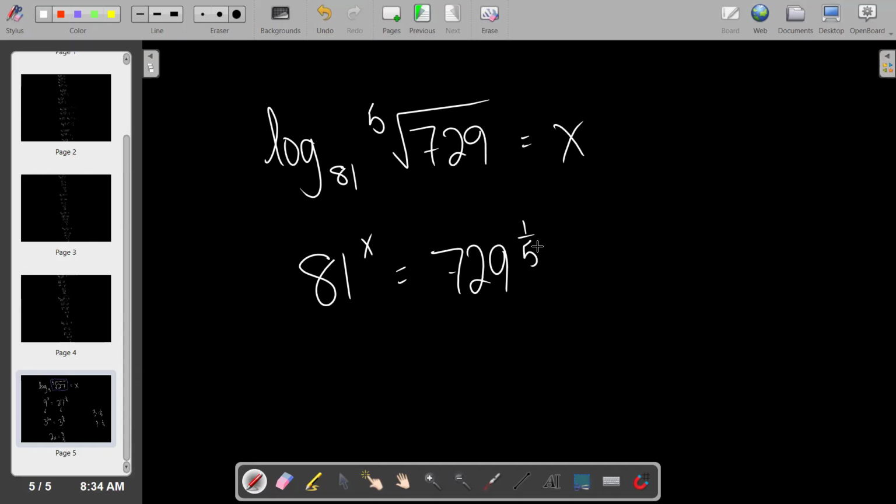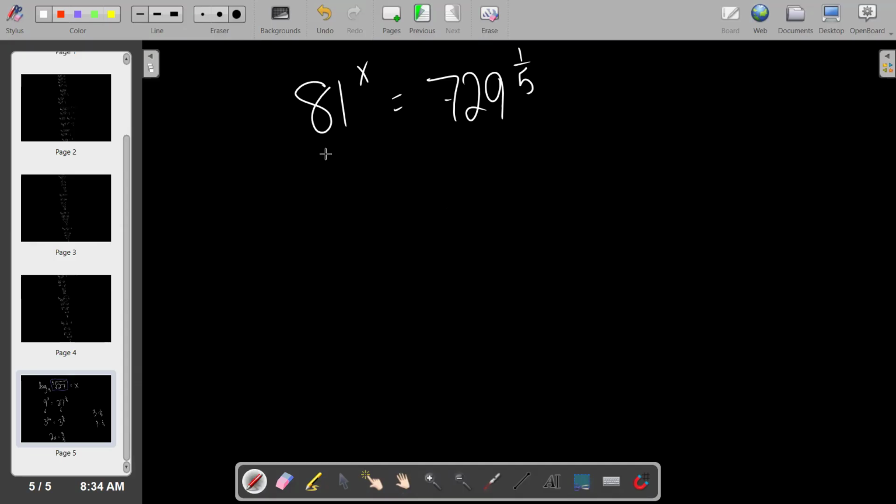And now it's time to play matchy base. Matchy base, matchy base. What are 81 and 729 both powers of? 9 for the win. So this 81 I'm going to write as 9 to the power of 2. I'm going to stick the x on there. And then the right side, I'm going to take the 729 and write it as 9 to the power of 3. But I'm going to blend the 3 with the 1/5 and call it 3/5.